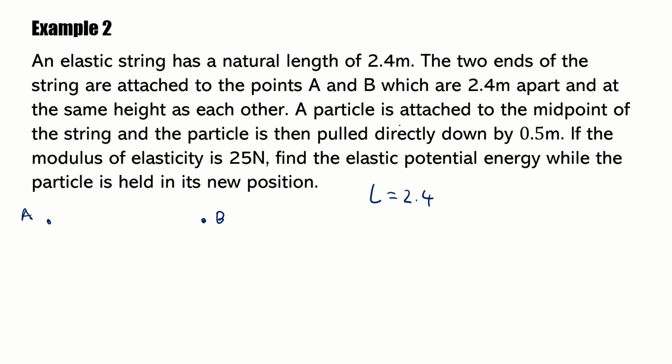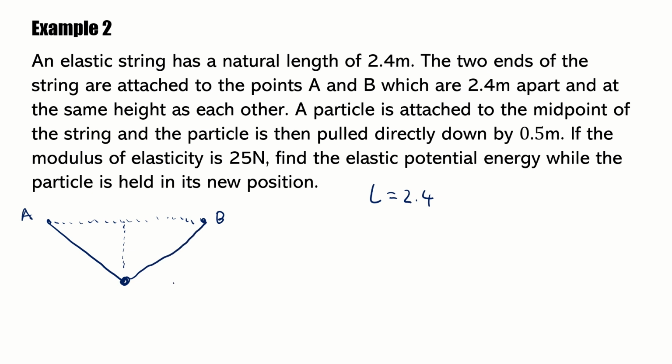A particle is attached to the midpoint of the string, and then the particle is pulled directly down by 0.5 meters. So that means the string was originally here, but then after attaching a particle midway along it, we're then pulling it down 0.5 meters, meaning the string will look something like this.